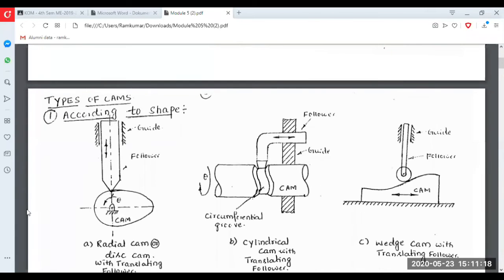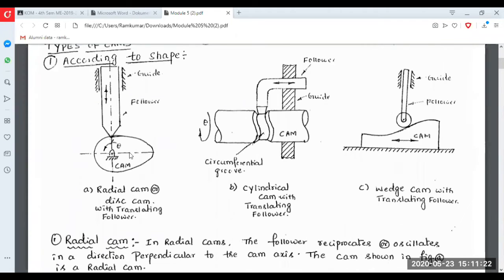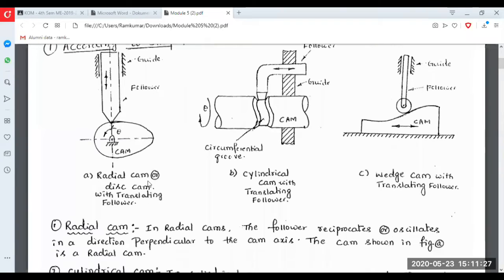This is nothing but classification. According to the shape, you can classify it as a radial cam, or you can say disc cam. In a radial cam, the follower reciprocates or oscillates in the direction perpendicular to the cam axis. So this is the radial cam. It will oscillate perpendicular to the cam axis.